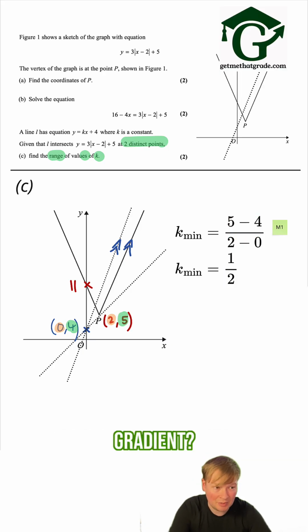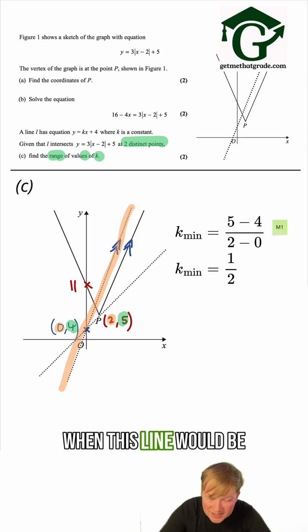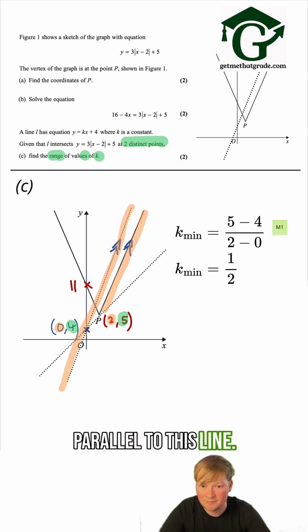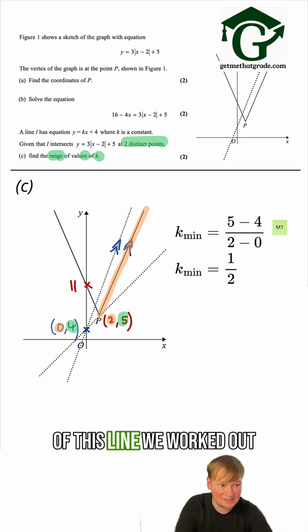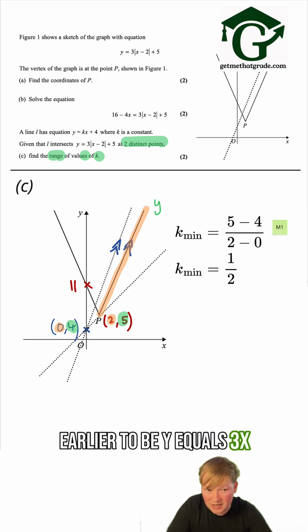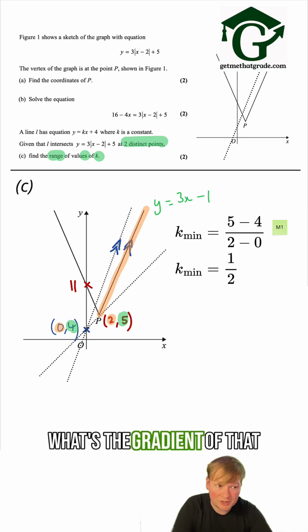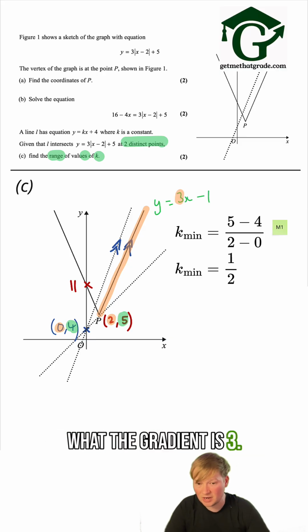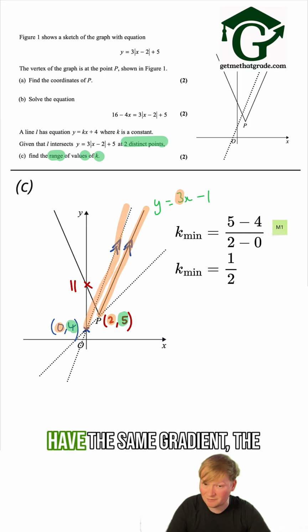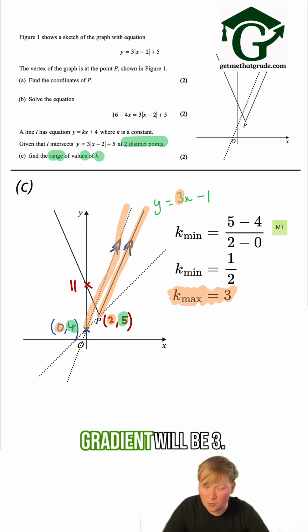What about our maximum gradient? Well, we said that that was when this line would be parallel to this line. Remember that the equation of this line we worked out earlier to be y equals 3x minus 1. What's the gradient of that line? Well, the gradient is 3. So therefore, if this is going to be parallel, it's going to have the same gradient. The maximum value of the gradient will be 3.